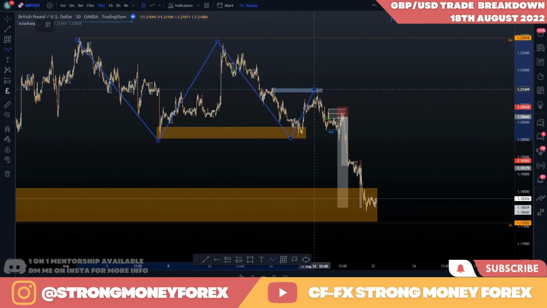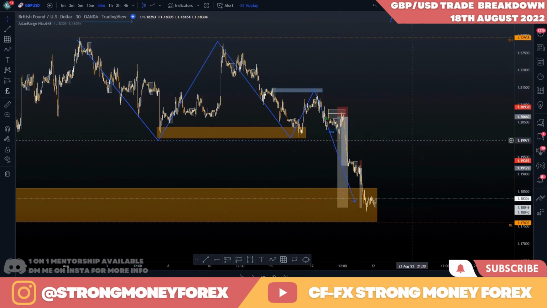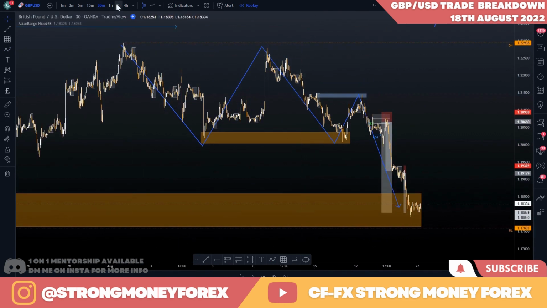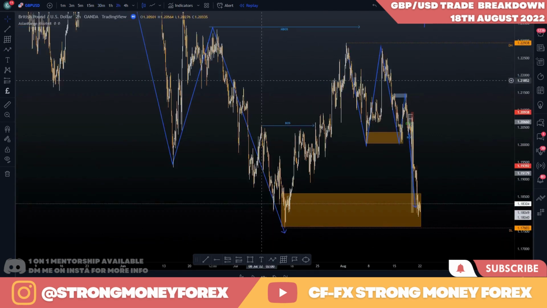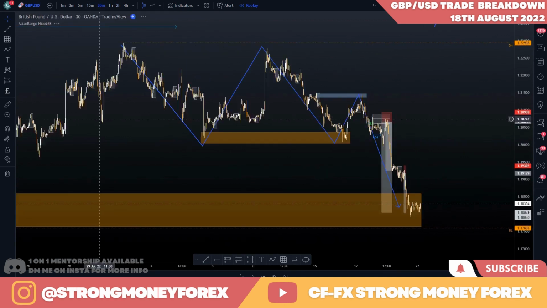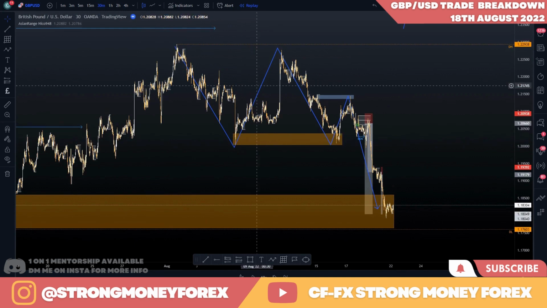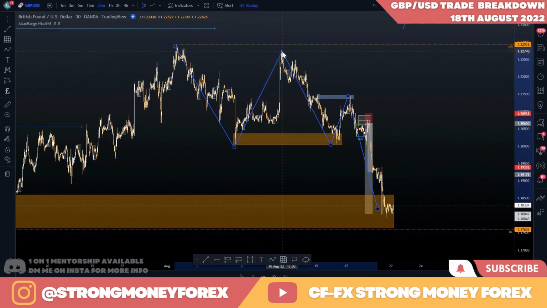Okay, now the expectation here is that we're going to continue down. Why do I expect that? Well, we've got this weak zone that we'll aim as a target. We've got a higher time frame downtrend, which is still intact. Our daily range is on a downtrend, which is still intact. And the last push up that we had failed to break any new highs.